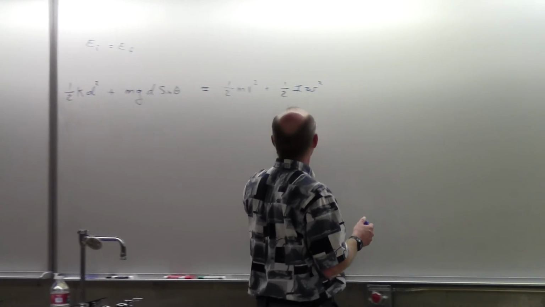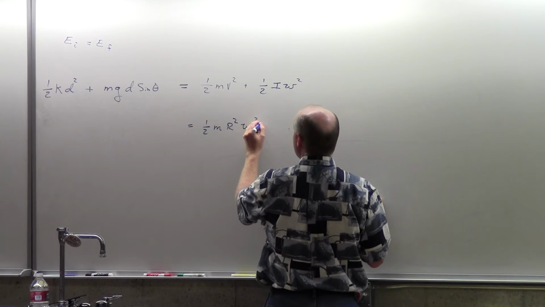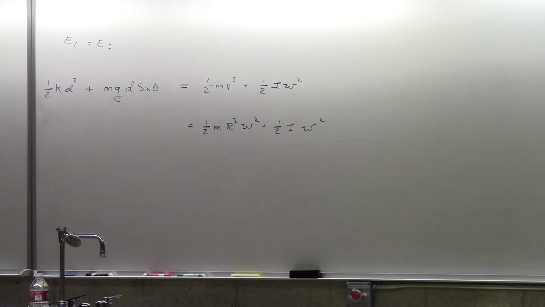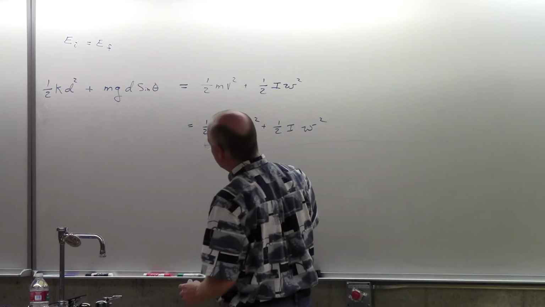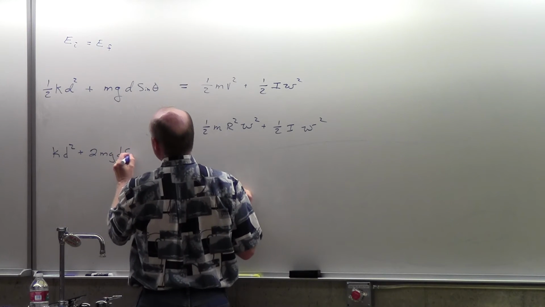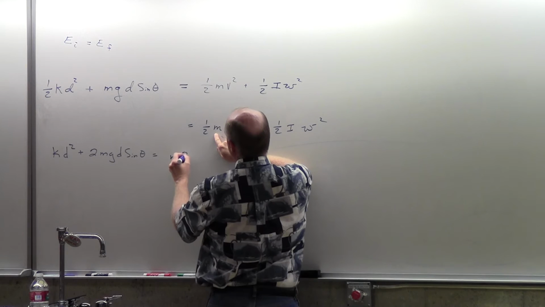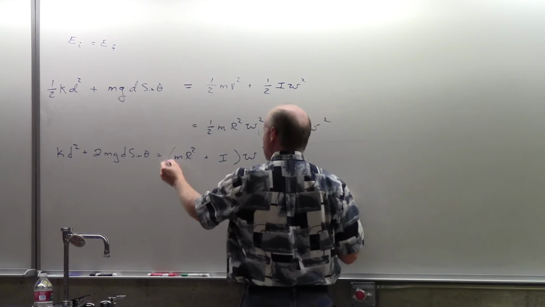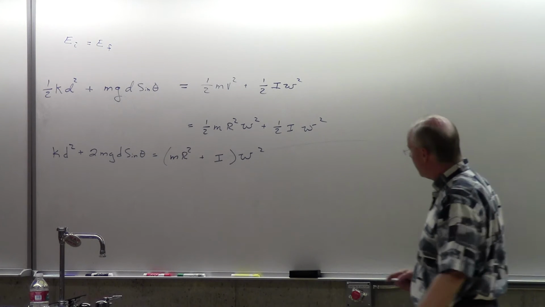And so it might be nice to do a substitution here and put 1/2, and in place of v put an r squared omega squared, so that I have taken v out of the equation and substituted it with an omega, which is the question. Find omega. So now if I multiply everything by 2, I get kd squared plus 2mgd sine theta equals, and when I multiply this by 2, I just get an mr squared, and here I get just an I, and each of those terms has an omega squared in it, so I'll factor that out. So two steps there, one multiply by 2, the other factor out the omega squared.